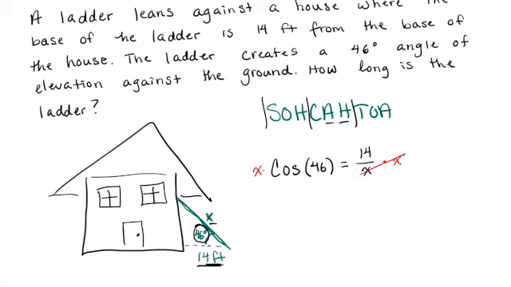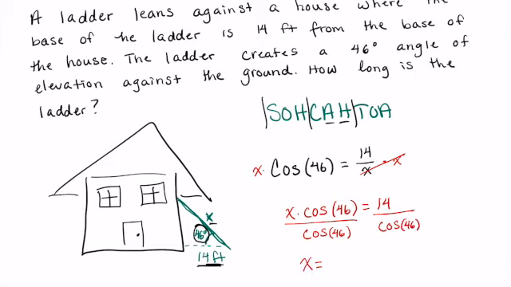That's going to cancel, giving me x times cosine of 46 equals 14. And then I'm going to divide both sides by the cosine of 46. Once I divide both sides by the cosine of 46, we wind up with x equals 20.15 feet. So our ladder is 20.15 feet long.